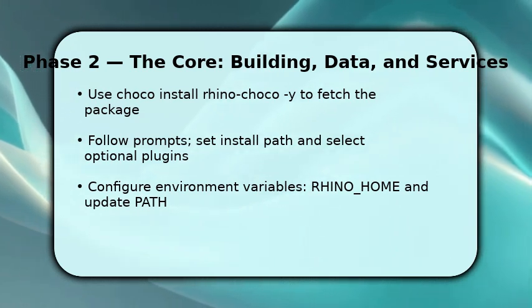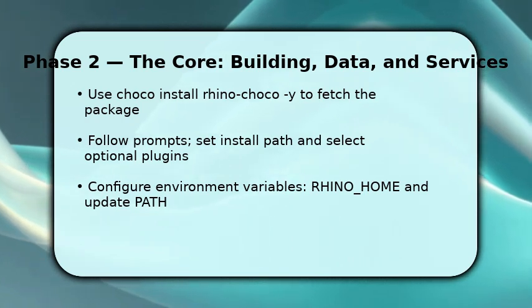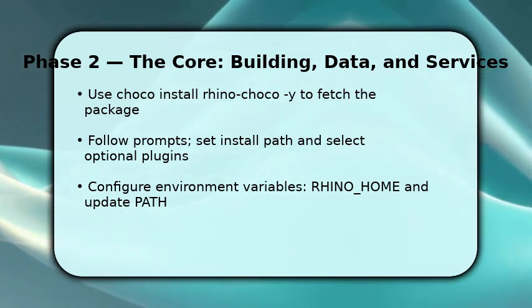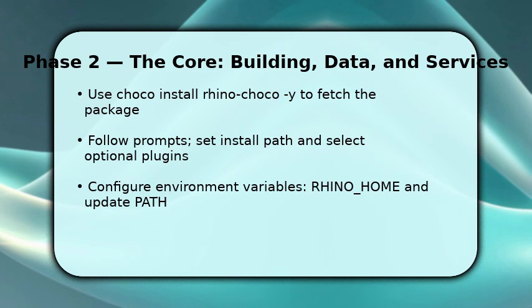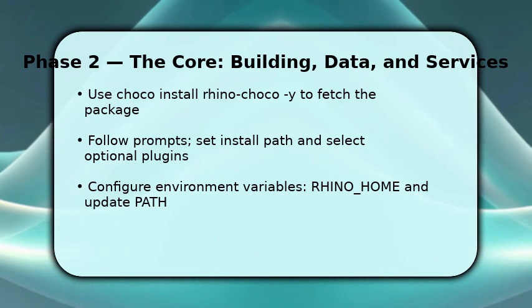commands run globally. Make sure file permissions allow execution. If needed, run icacls to grant access. After configuration, restart your shell to load variables. This makes Rhino commands accessible and consistent across sessions.